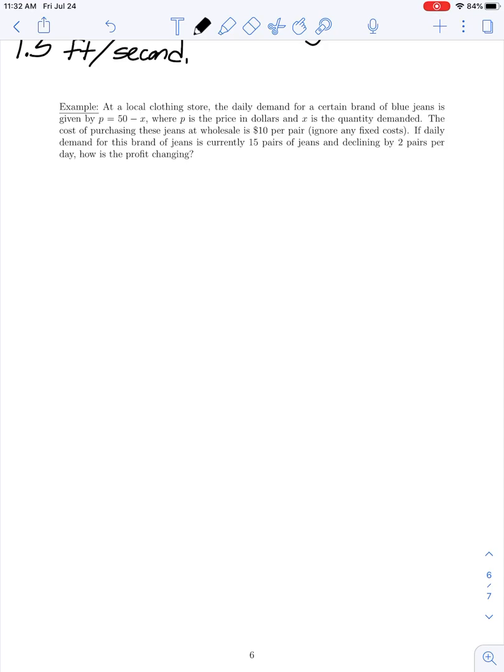All right. So we're interested in finding the rate at which profit is changing over time if we know how the demand is changing over time. So let's think about how we would find profit. In order to find profit, we need revenue and cost. Now what we're given in the problem is the price in terms of the quantity demanded. So in here, price is measured in dollars. So if we know the price that's being charged for these goods, then we can find our revenue function.